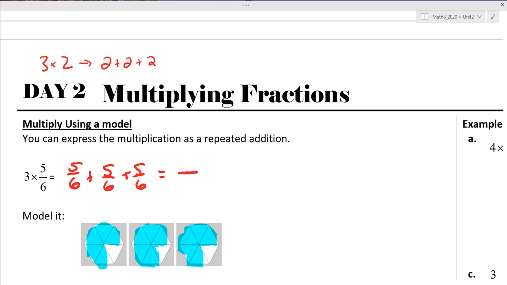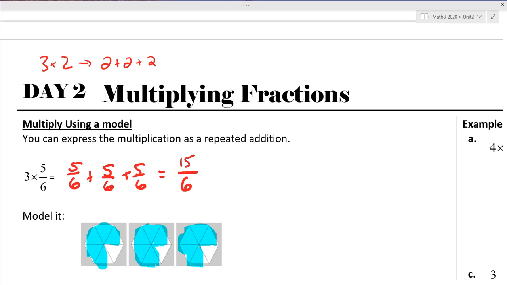So we're talking about out of 6 parts. The bottom tells you how many parts there are. There's 6 parts. And how many parts do we have here? We have 5 and another 5 and another 5. So altogether we have 15 parts. So this is writing it as an improper fraction, and Abby wrote it as a mixed number. So we're talking about 2 full ones and whatever you have left over. And we'll talk about that later on.